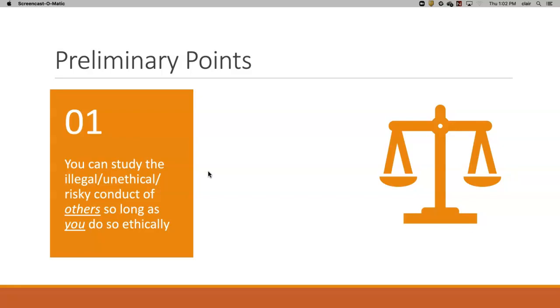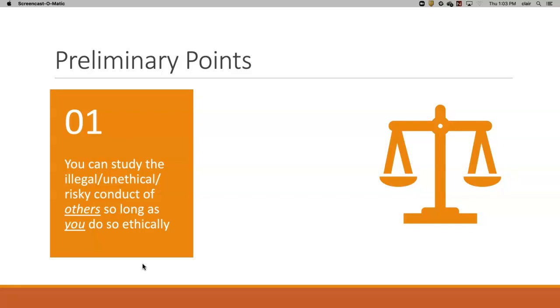And Venkatesh notes that in the history of sociology, especially at the University of Chicago, where he's a graduate student, there's a long history of sociologists studying illegal behavior or conduct that certain people might label as being immoral or unethical.